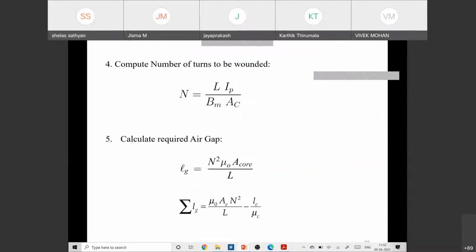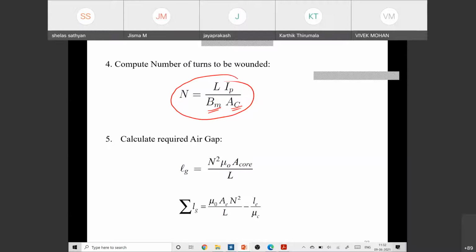Once you find the area product larger than the calculated one, the next step is to find out how many turns we should wind so that we will get the required inductance. That can be easily found by this expression. The number of turns depends upon the inductance, the peak value of the current, divided by Bm and AC. Bm is the maximum flux density. We restricted it up to 0.25 Tesla. AC is the cross-sectional area.